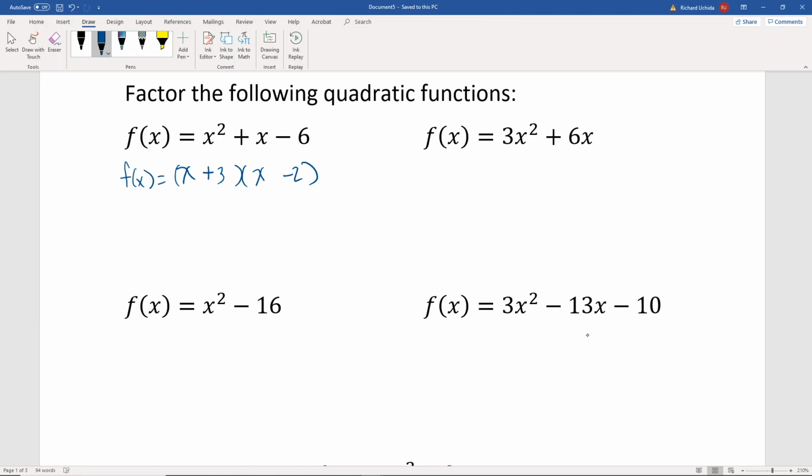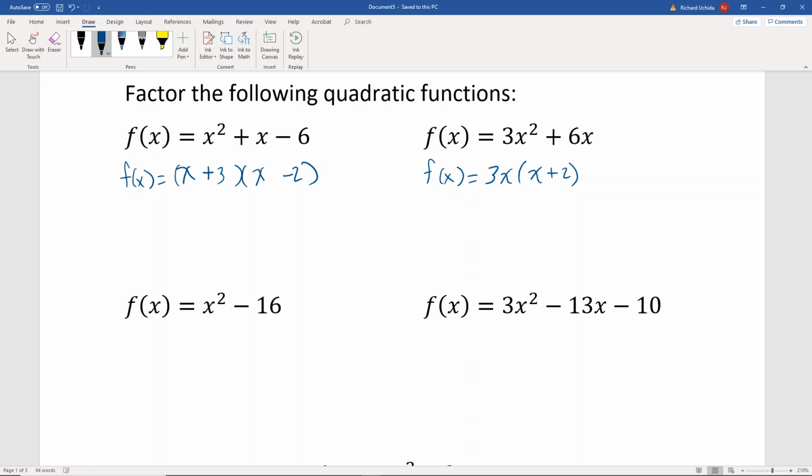And then looking at this next example, f of x equals 3x squared plus 6x. Remember, whenever you're trying to factor, the first step is always, can you factor out a greatest common factor, the GCF? If you look at these two terms, the leading coefficients are divisible by 3, and both terms have a factor of x, so we could factor out the 3x, and we'd have left over x plus 2.